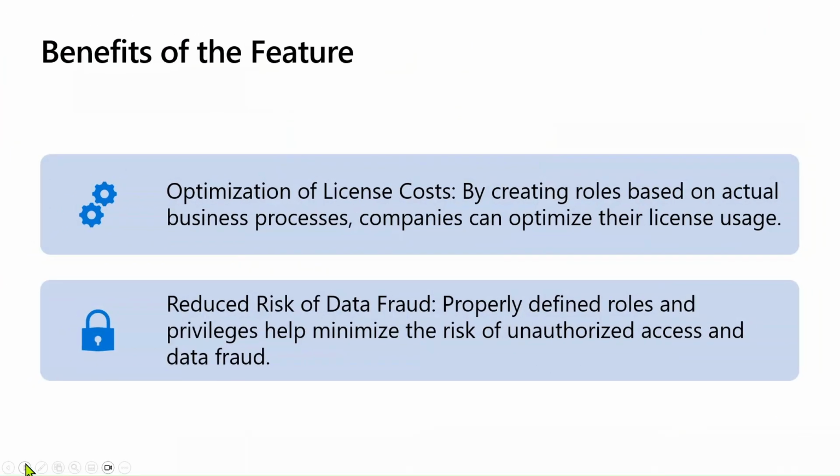Implementing a well-defined process hierarchy offers significant benefits. Firstly, it allows companies to optimize their license cost by aligning roles with the actual business need. Secondly, it reduces the risk of data fraud by ensuring that roles and privileges are clearly defined, minimizing unauthorized access. These advantages are critical for maintaining both operational efficiency and data security.